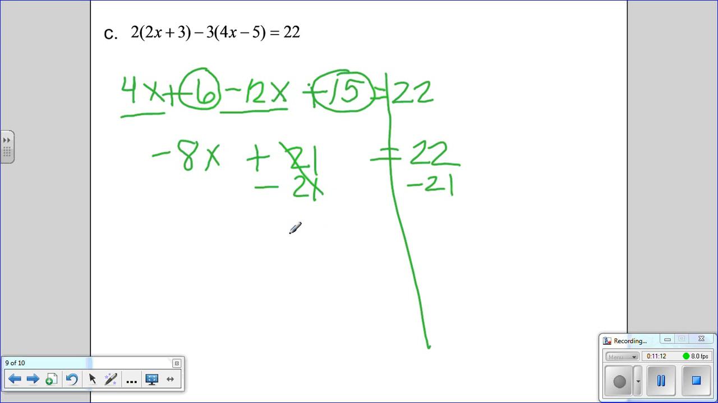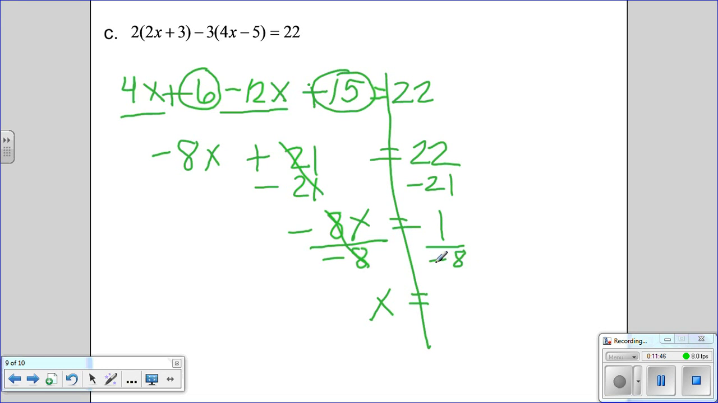So negative 8x equals 1. And now I'm going to divide both sides by negative 8. So negative 8 divided by negative 8 cancel each other out. That leaves me with my solution, x equals, and now I'm just going to leave this as the fraction. There's no need to calculate anything here. My answer is the fraction negative 1 over 8.